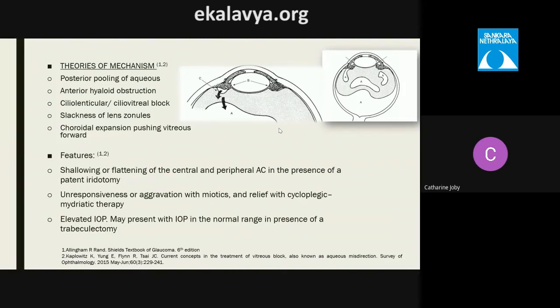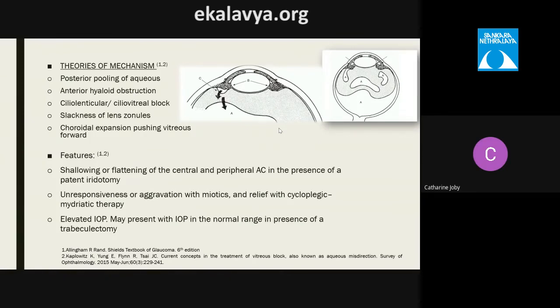Also, abnormal slackness or weakness of zonules as well as pressure from the vitreous is involved in the mechanism. Currently the most supported one is the choroidal expansion theory, according to which an inciting event such as intraoperative inflammation or hypotony causes breakdown of the blood-choroid barrier, leading to protein oxidation in the extravascular choroid. This causes loss of the normal osmotic force pulling fluid into the choroidal vessels, leading to choroidal volume expansion and increased IOP.